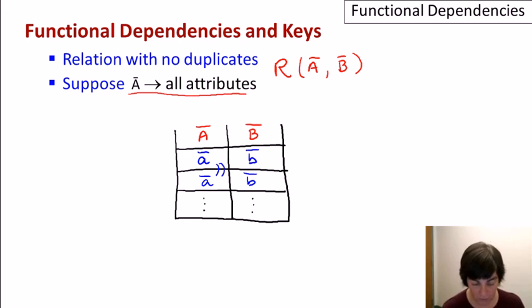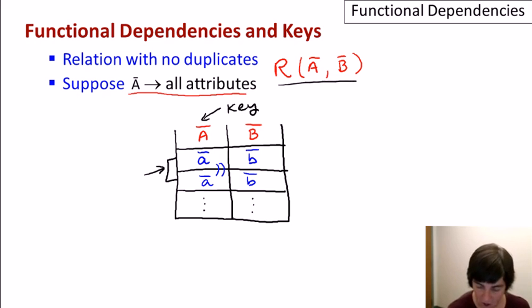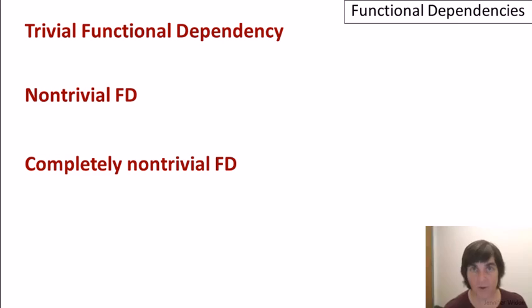But now we've generated duplicate tuples. So what the functional dependency tells us in that case is that these two tuples are actually the same, or rather we cannot have two separate tuples with the same A values. And that is exactly what it means for A to be a key. Now again, this is only the case when we have no duplicates in R. But if we have no duplicates, if a set of attributes determines all the other attributes, then those attributes are a key.